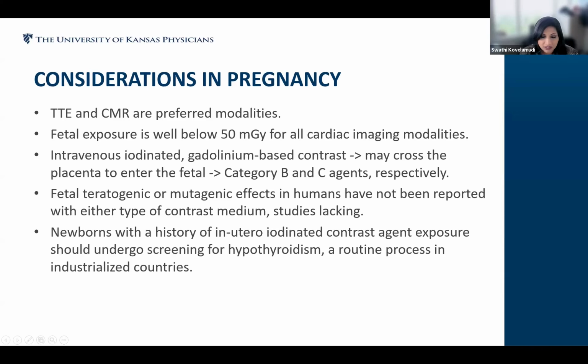The use of contrast, which is either iodinated or gadolinium based, is not well studied in human fetuses for obvious reasons. So they are right now classified as category B and C agents. And newborns that have any exposure to iodinated contrast in utero are often screened for hypothyroidism.